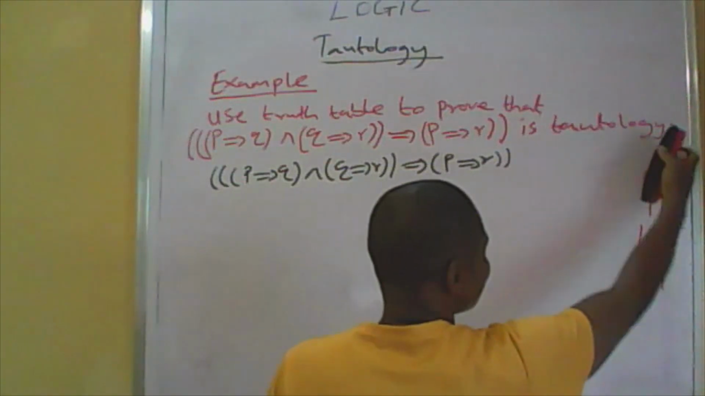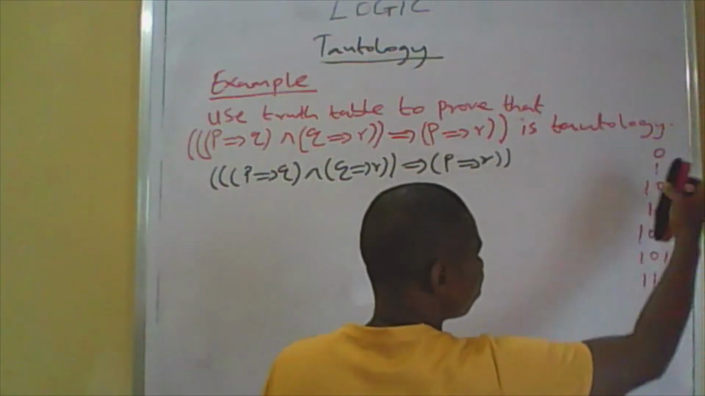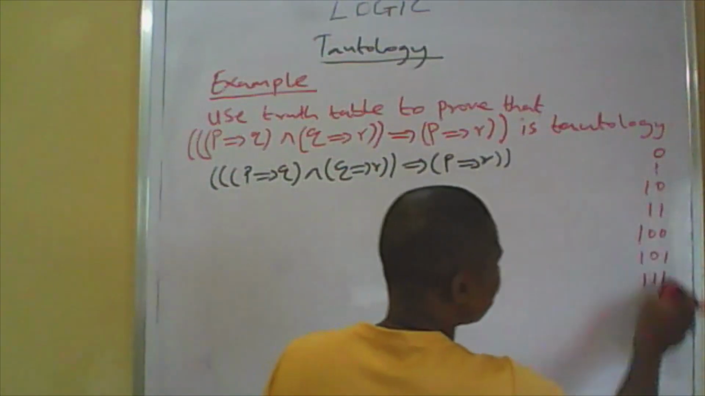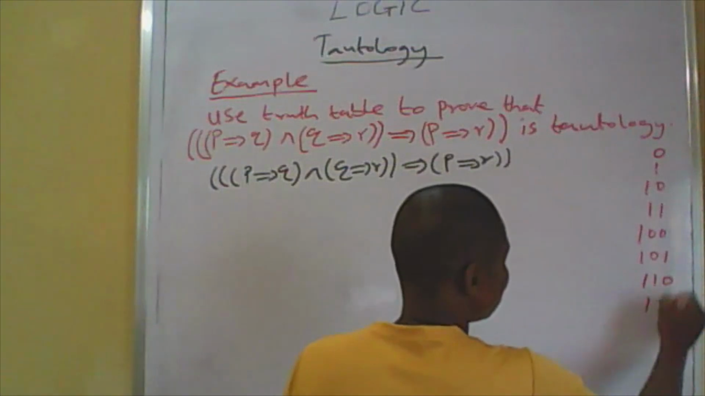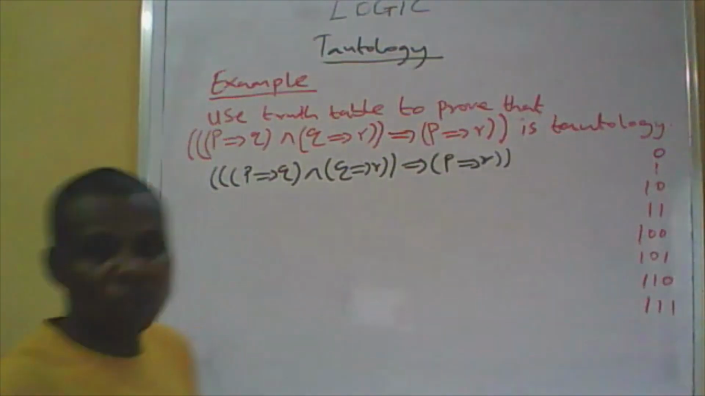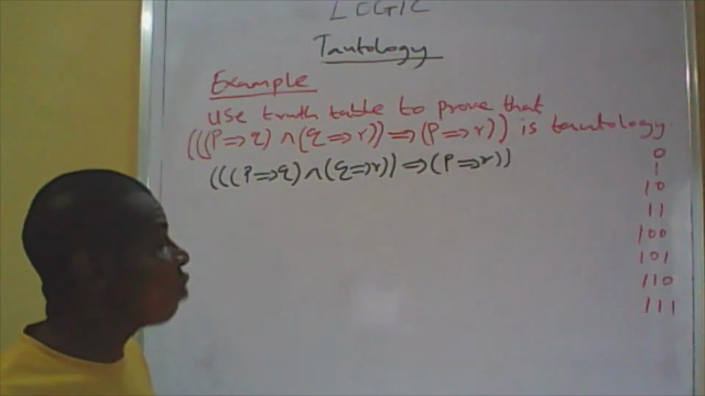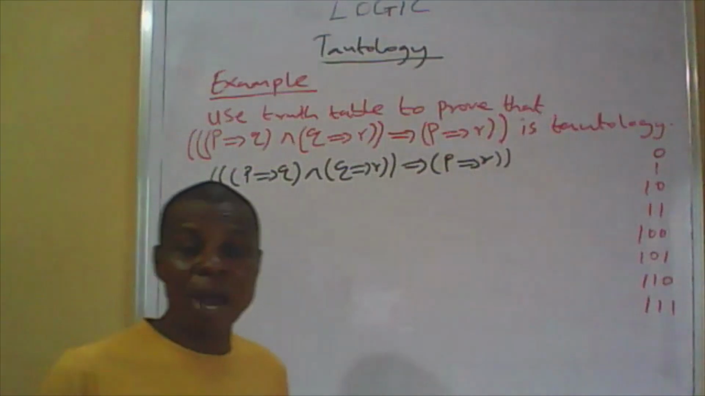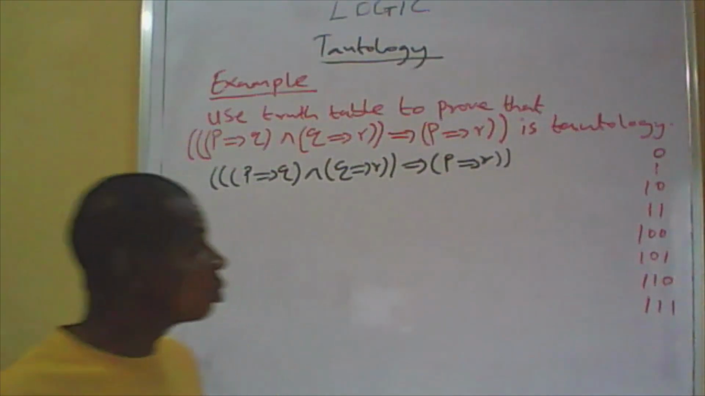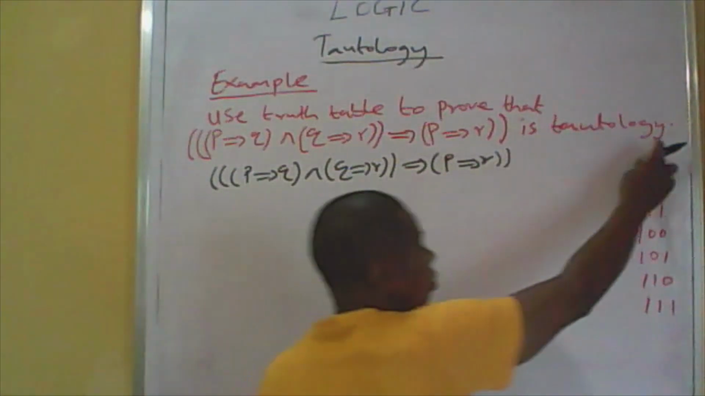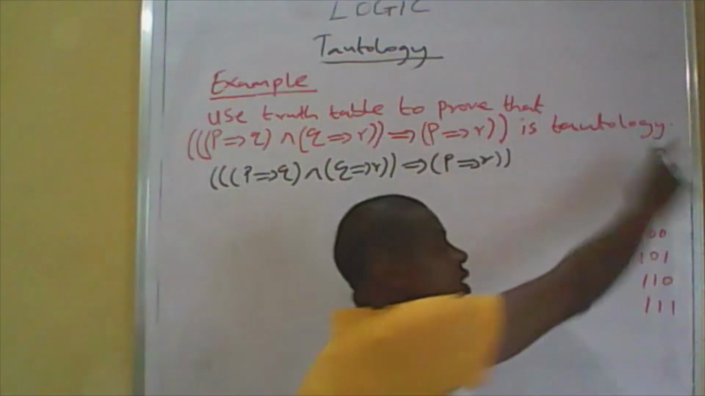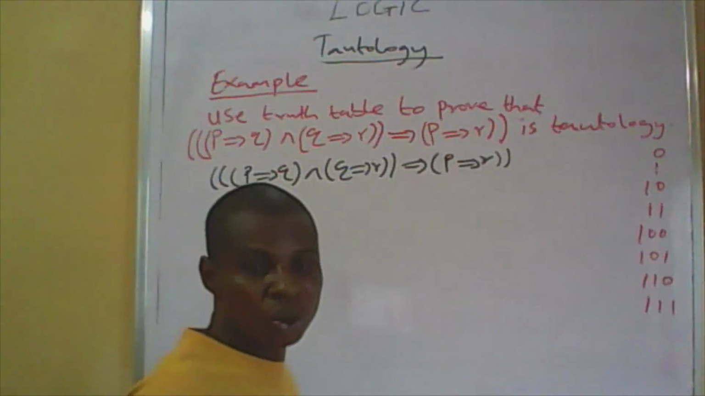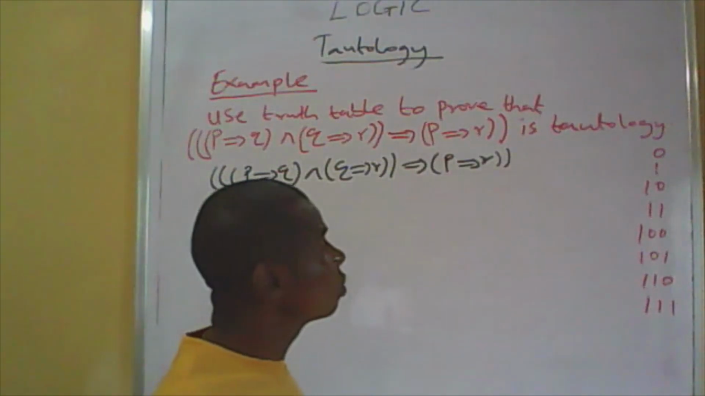You have 1, 0, 1, 10, 11, 100, 101, 110, and then 111. These are numbers that involve the 0 and the 1 in our normal numbers. But here we have only one digit, and we are going to have 3 simple statements, so we add 2 more 0s in front of it to make it 3.